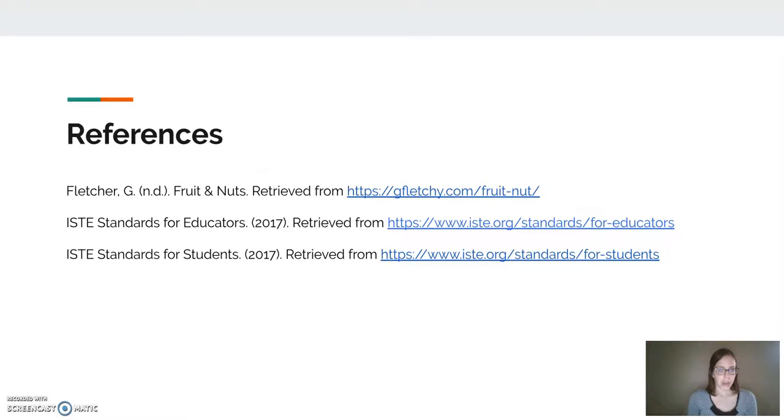And these are my references. I will say one thing at the end here that if anyone else is interested in the 3-act math tasks, this website from Graham Fletcher is great, and that's where I got mine from.